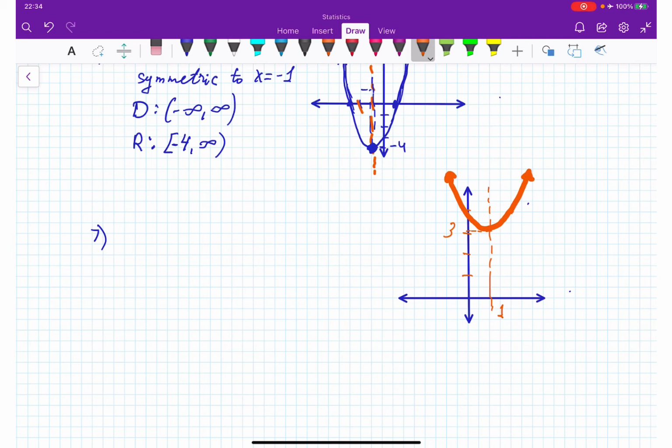This is our graph. Let's write down the equation. Since my x is positive 1, which means x is going to shift in the equation to negative 1, right? It's going to be x minus 1 squared, and the shift of y is positive 3, plus 3, right? Okay. So it's going to be symmetric to x equals 1.